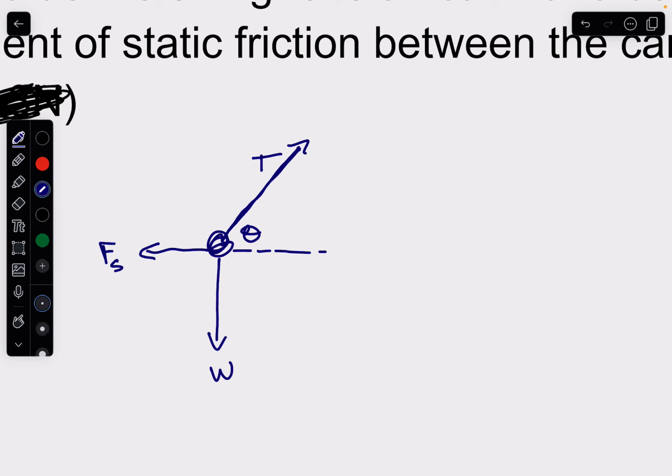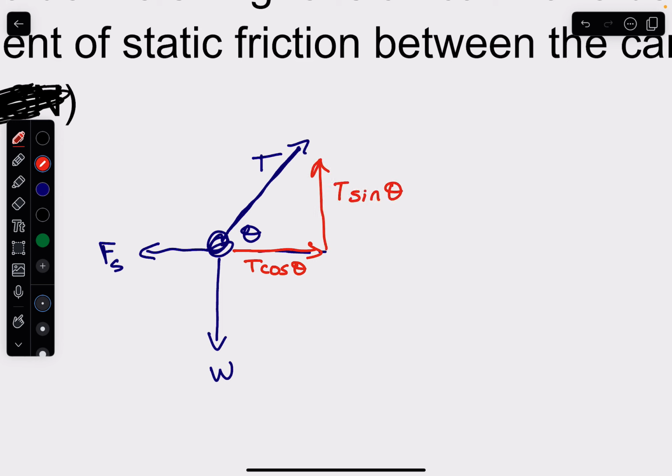Now, I think the best way to look at this is to actually break the tension down into its two components. So this will be T cos theta, if you think about it, and then upward will be T sine theta. And the force of friction, so when it's going to start to move is when the force of static friction is equal to T cos theta. And you're trying to solve for T.